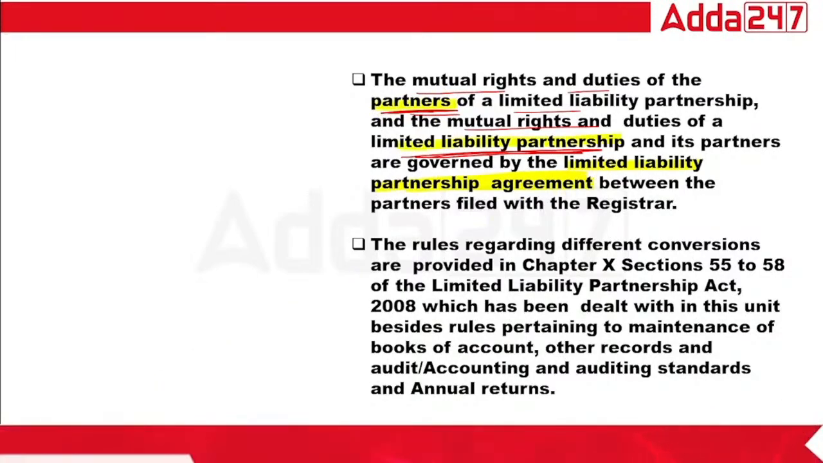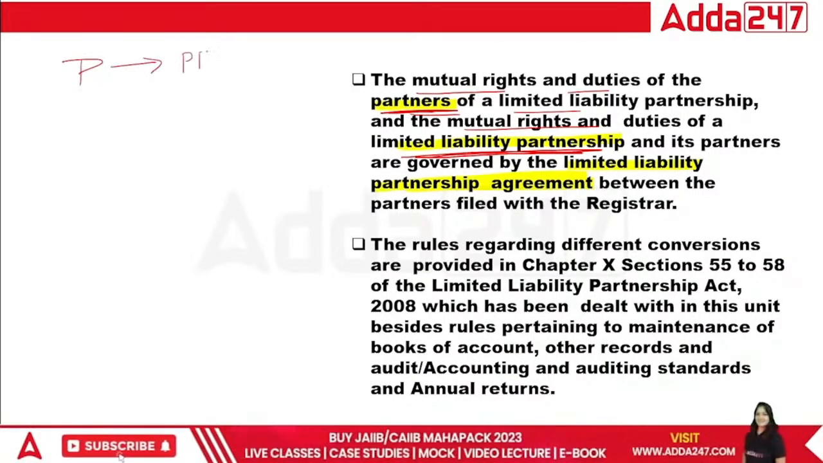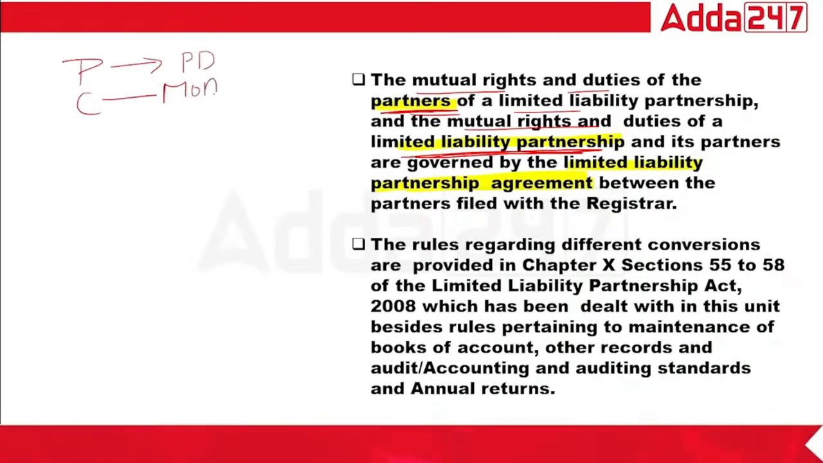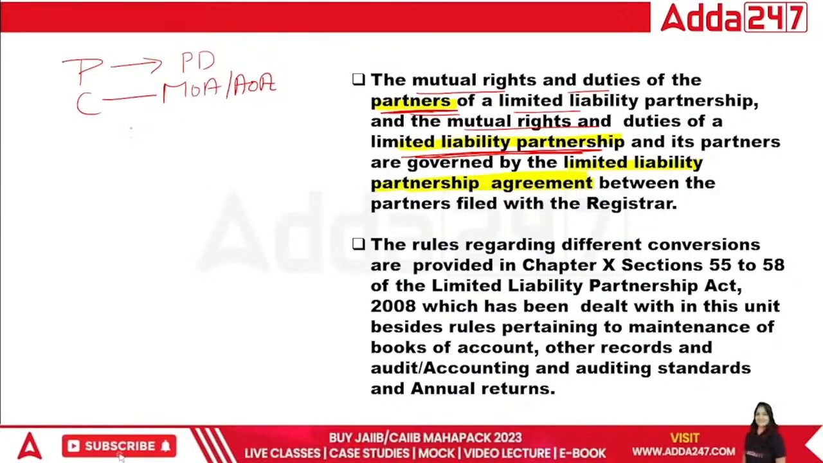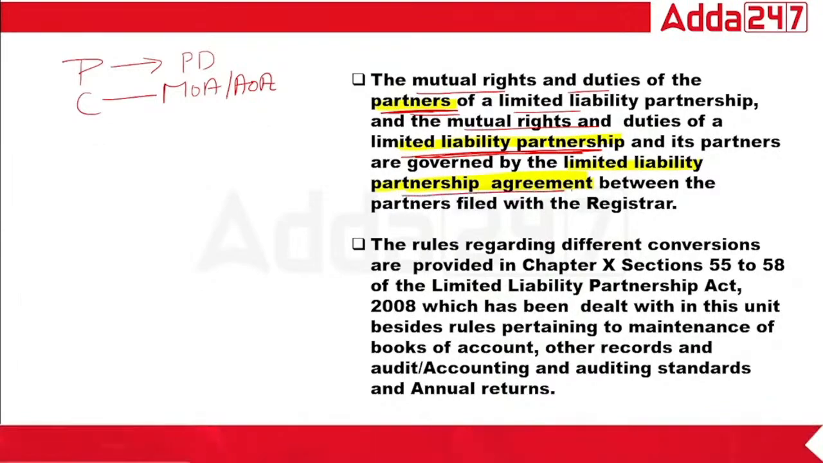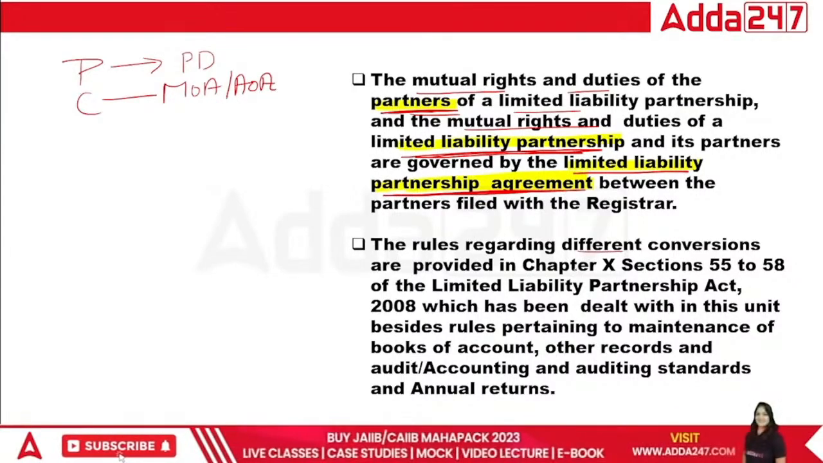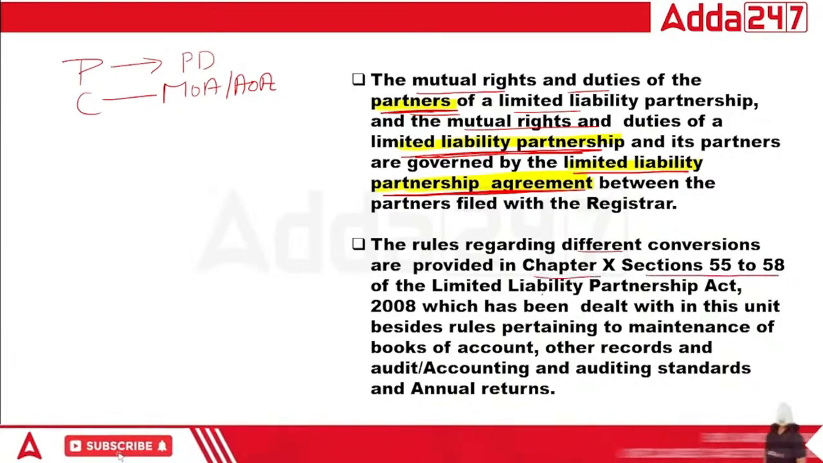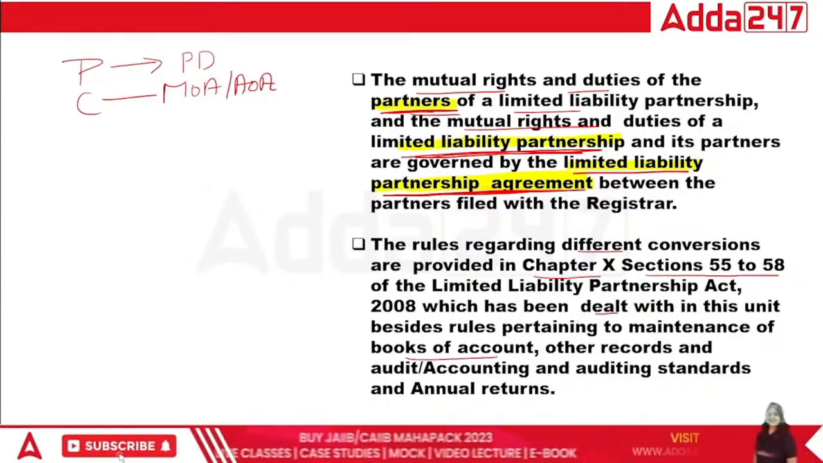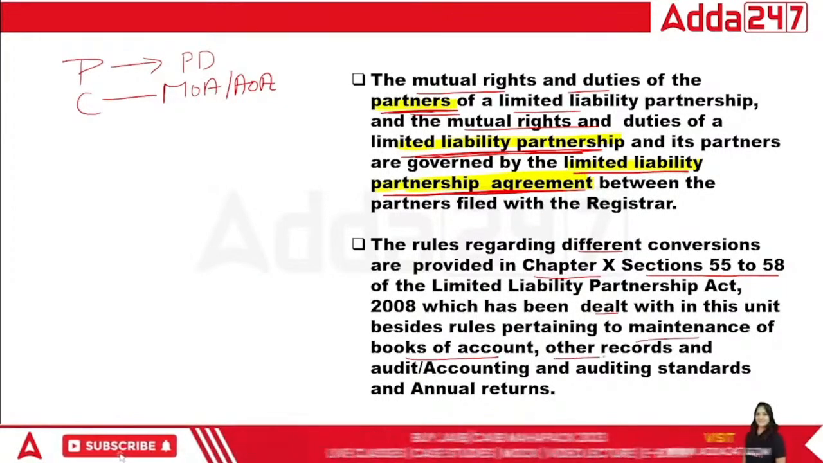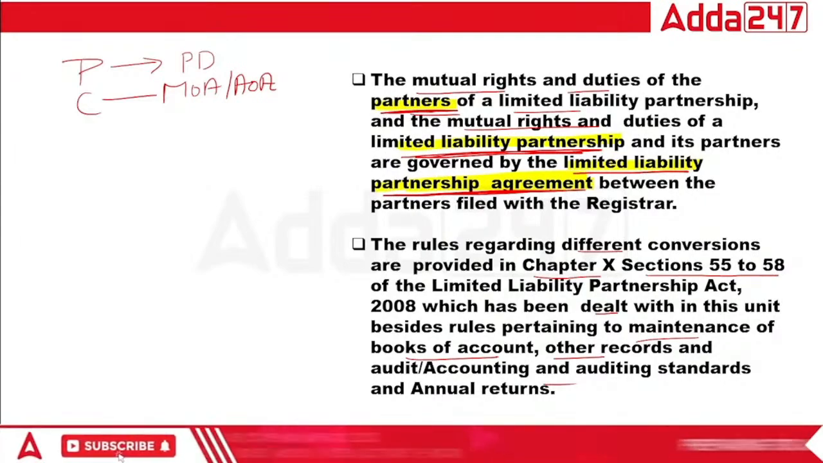Is that okay? Because we have read in the partnership, the important thing is partnership deed. In company, the important document is MOA and AOA. Right? MOA and AOA. Okay? And in this one, LLP agreement is there. The rules regarding different conversions are provided in chapter 10, sections 55 to 58 of LLP, which has been dealt with in this unit, besides the rules pertaining to maintenance of account. It means class, just like the company, the LLP also has to maintain the account, other records, etc. So basically, it contains the features of company.